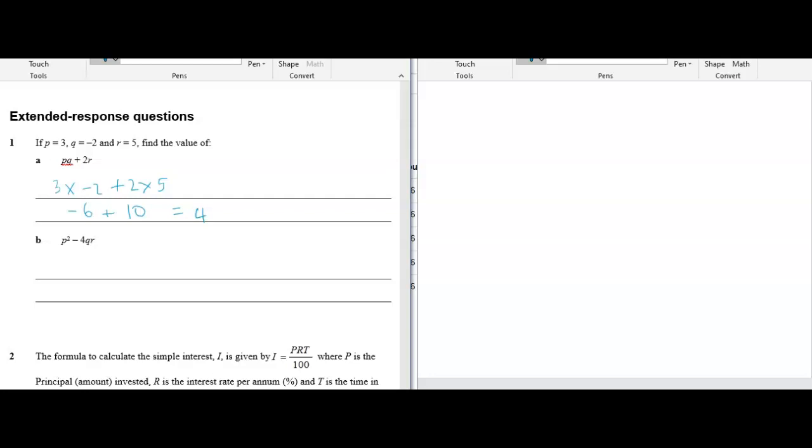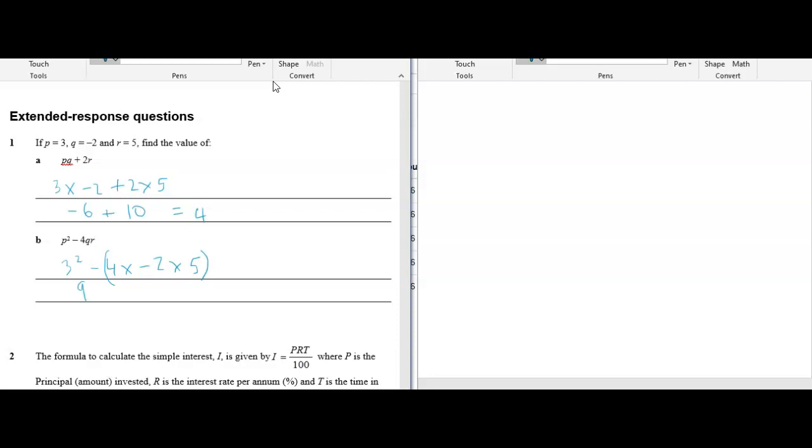The second one, we've got P squared. So P is 3, so we've got 3 squared, minus 4 times Q, which is -2, times R, which is 5. Now, we've got a negative here and a negative here, so sometimes that gets a bit confusing. So I'm just going to put brackets all around that, just so we don't get muddled up with our negatives. 3 squared is 9.